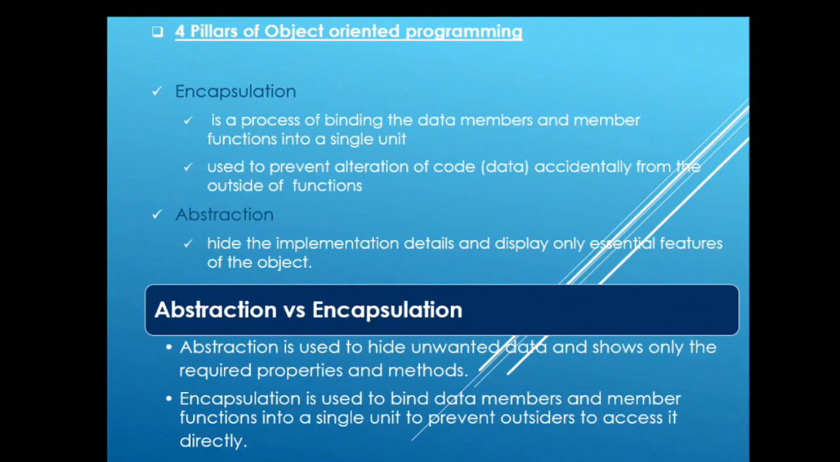The question is, what are the four pillars of object-oriented programming? The four pillars are encapsulation, abstraction, polymorphism, and inheritance. Talking about the encapsulation part: encapsulation is the process of binding the data members and member functions into a single unit. So you can have a class, and inside the class, you can simply wrap fields, properties, member functions, indexers, etc.